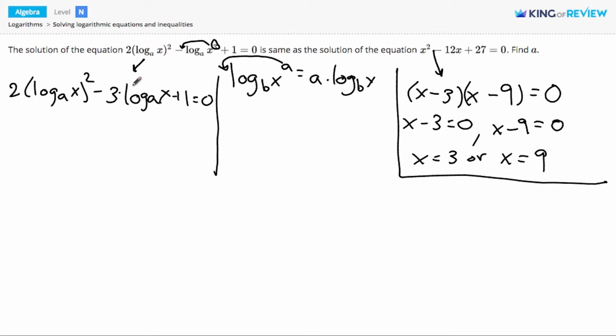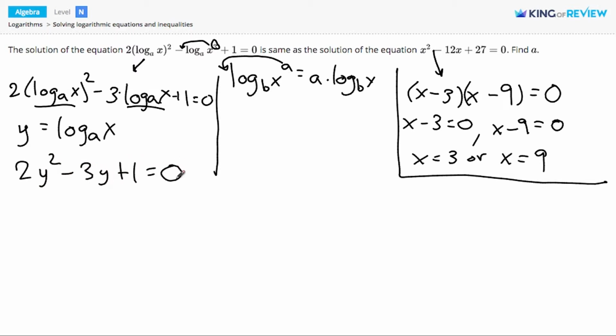Now, since I have the log base a of x in the first term and in the second term, let's simplify this equation by introducing a variable y, and let's set that equal to the log base a of x. Now I can substitute y anywhere I see the log base a of x in my equation. So we get 2y squared minus 3y plus 1 equals 0. This is another quadratic equation that we can now factor.